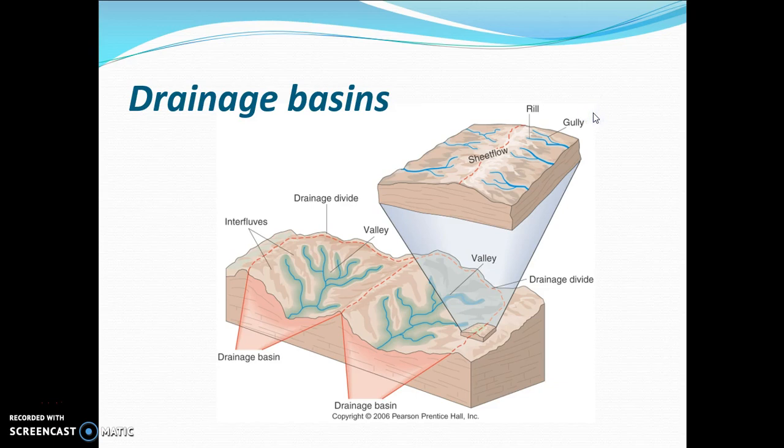Okay, moving on to drainage basins. A drainage basin, think of them as a type of bowl. Another name for drainage basins are catchment basins, because basically what they do is they catch all the water that falls within a certain area. So as I said, here we have two, so think of them as like two bowls next to one another, and then we have this red dashed line that's called the drainage divide. That would be like the rim of the bowl, so the highest point.